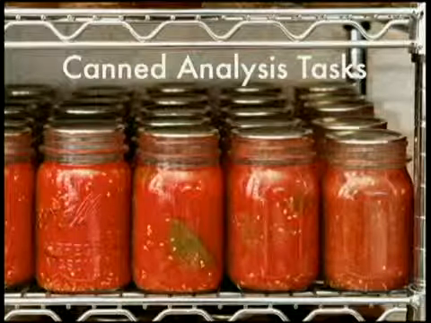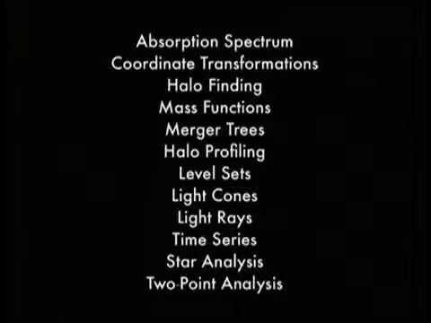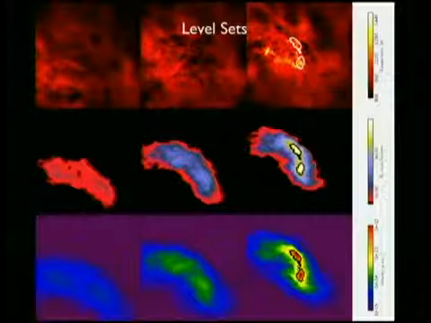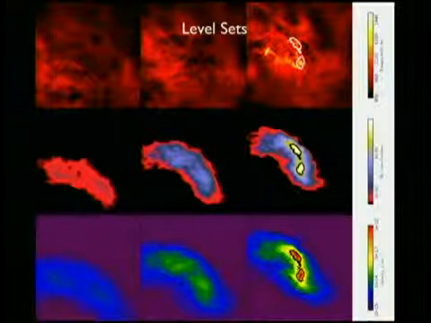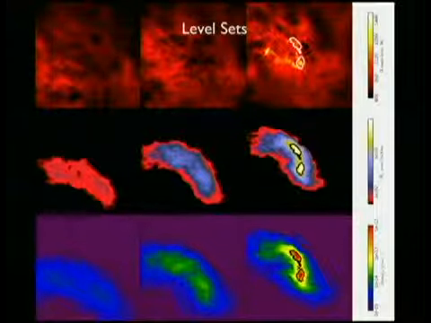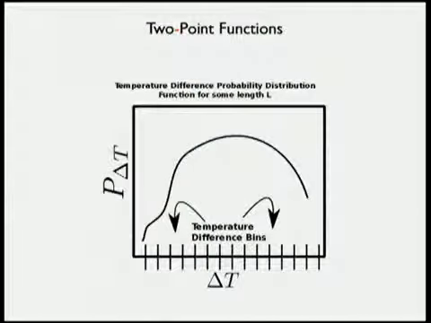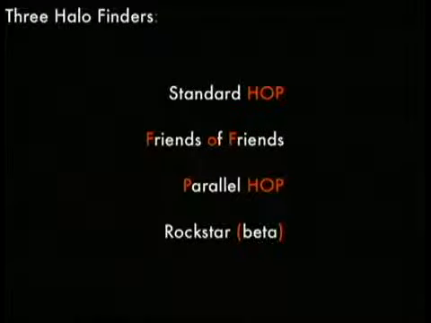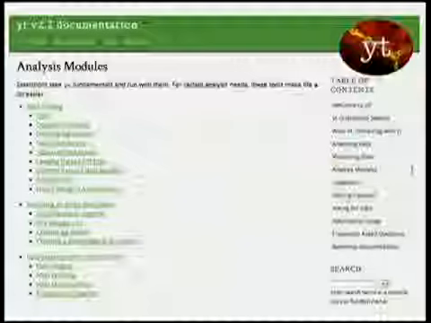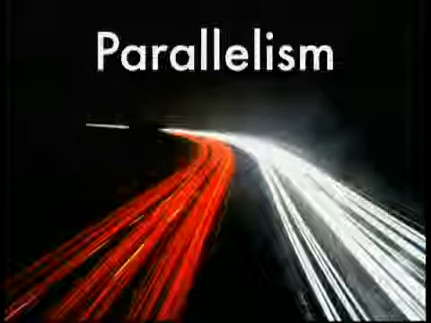We provide a number of canned analysis tasks, such as absorption spectrum, level sets, star analysis, two-point analysis, and so forth. Like level sets, this is that same simulation again, where we've identified topologically connected sets across refinement boundaries, synthetic spectra, and two-point functions for things like turbulence studies. A couple different halo finders. Rockstar is the one we're going to focus on because we'd like to outsource that particular functionality. And documentation for all of the analysis modules is available online.